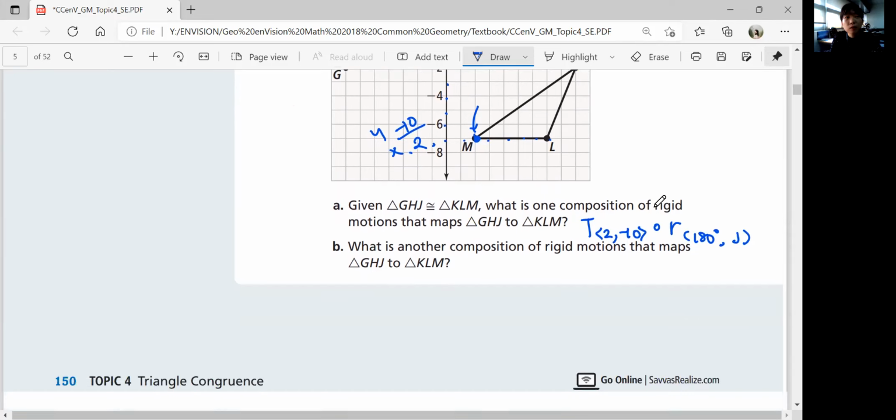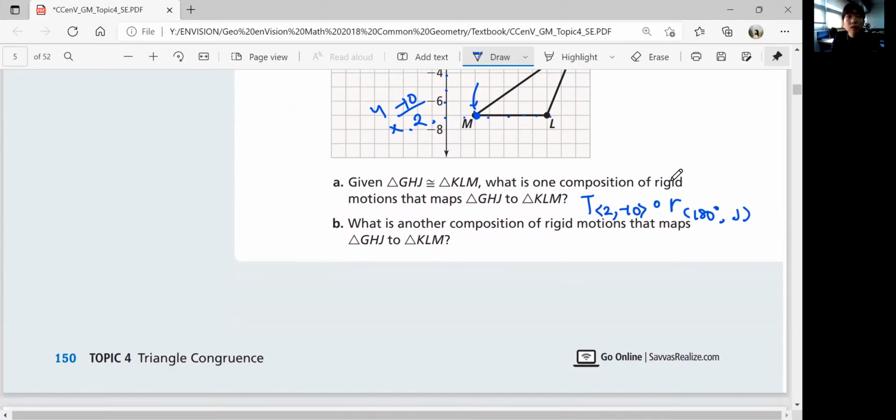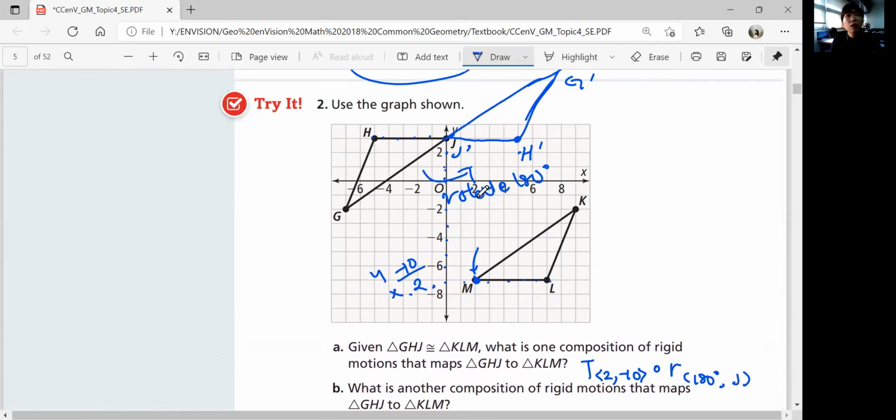Let's look at part B. What is another composition of rigid motions that maps this triangle to another triangle? Okay. What about two reflections? Yes. You can do a reflection and then do another reflection. Does that work? Yes.